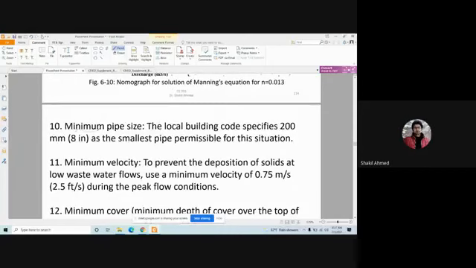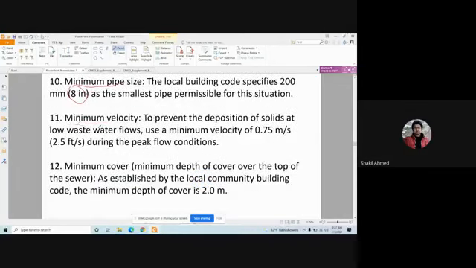Minimum pipe size. Usually this is 8 inch. Sometimes you may go as low as 6 inches. Minimum velocity, as I told you, is 2.5 feet per second or 0.75 meter per second. Sometimes some communities use 0.6 meter per second.